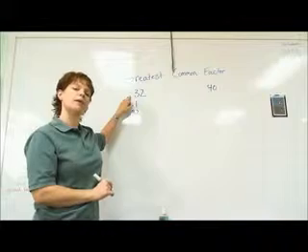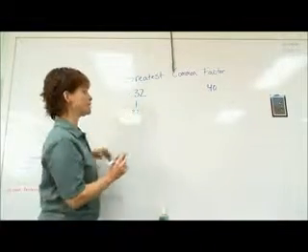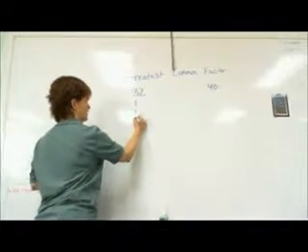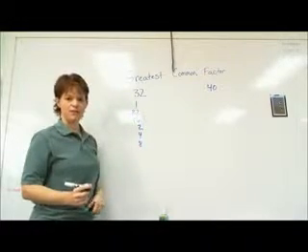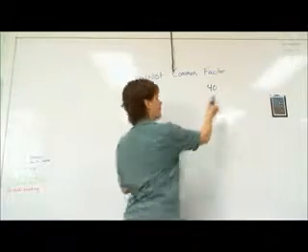Now is 32 a prime or a composite number? You're right, it's a composite number, so it has more factors. What other factors does 32 have? 16 and 2, 4 and 8. Can you think of any others? All right, what about for 40?